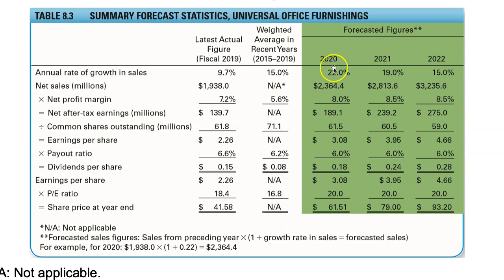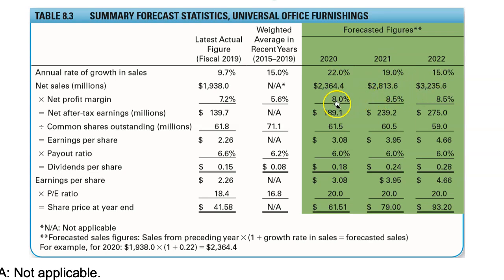So we want to move into 2020, 21, 22 as forecasted figures. We're going to say that growth in sales is going to be 22, 19, and 15%. We can use that by multiplying 1 plus the growth rate. So 1938 times 1.22, we get 2364. Then we escalate that by 19% and then by 15%. So this is our sales projections.